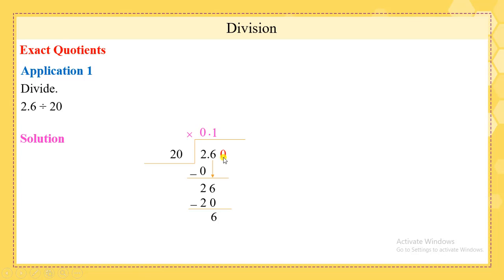Add a useless 0 and bring it down. Now 60 divided by 20 is 3. 3 times 20 is 60. Subtract, 60 minus 60 is 0. Our quotient is 0.13.